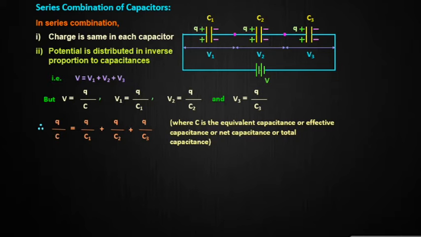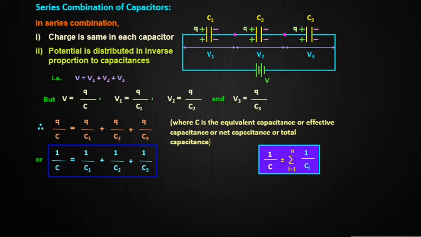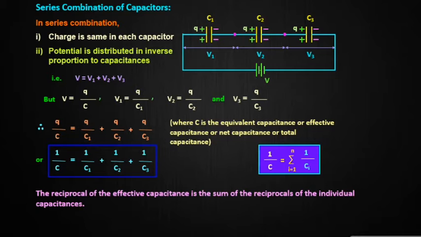That is, if we replace three capacitors by a single capacitor of the same charge by applying the voltage V, then the effective capacitance will be C. Now by simplification, we get 1 by C is equal to 1 by C1 plus 1 by C2 plus 1 by C3. If we have many capacitors, in general we can write 1 by C is equal to sigma i is equal to 1 to n 1 by Ci.